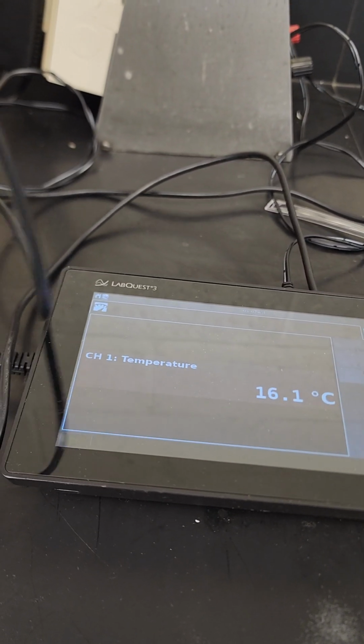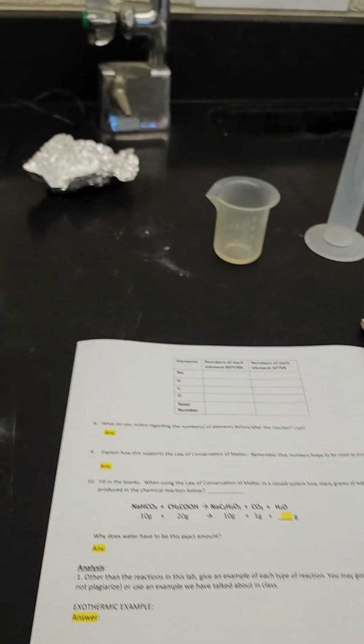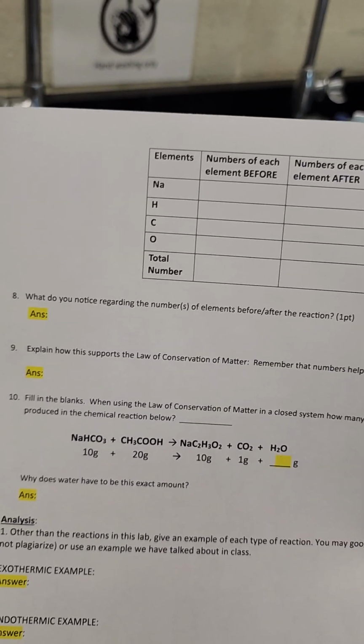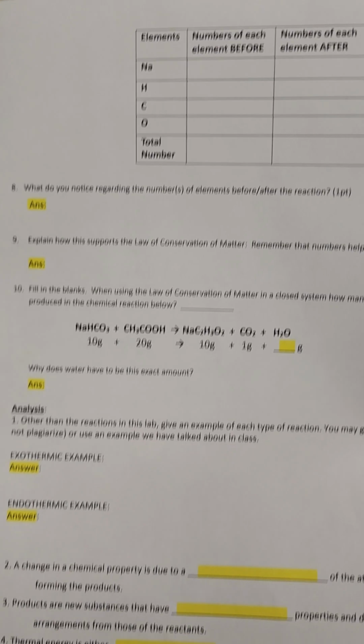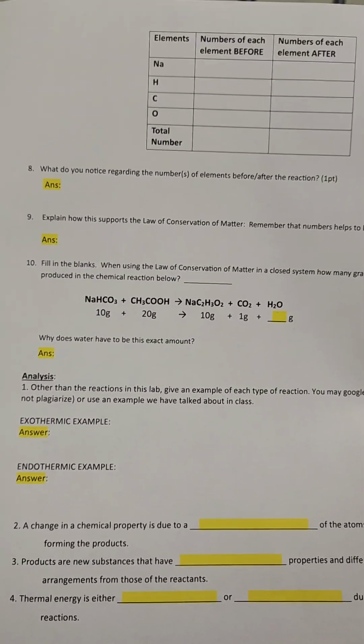Based on that, you're going to want to finish these questions. It says to count the atoms before and afterhand, and we know how to do that. And then, does it support the law of conservation of mass? Make sure you answer all these questions, and then when you're finished, submit it.